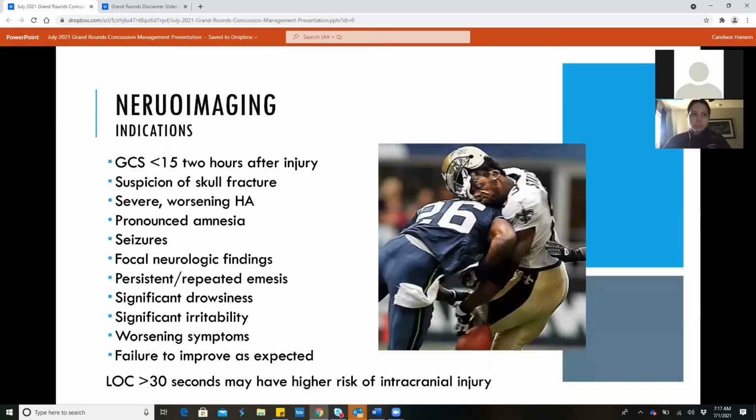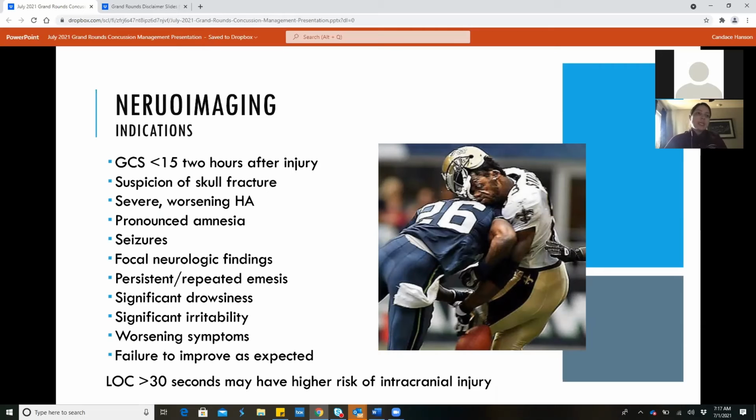Next slide. When do we get neuroimaging? So GCS less than 15 two hours after injury, suspicion of a skull fracture, severe or worsening headache, pronounced amnesia, seizures, focal neurologic findings, persistent repeated emesis, significant drowsiness, you can't keep the athlete awake, significant irritability. So that's kind of more like, obviously it's based on each athlete and what you know about them, but also consideration for their risks to themselves if they have significant irritability, worsening symptoms, and then failure to improve as expected.